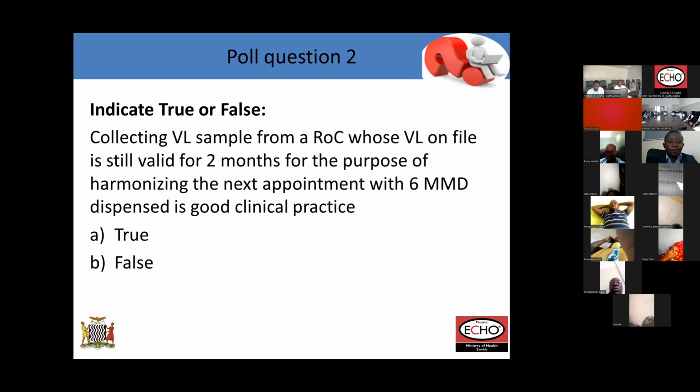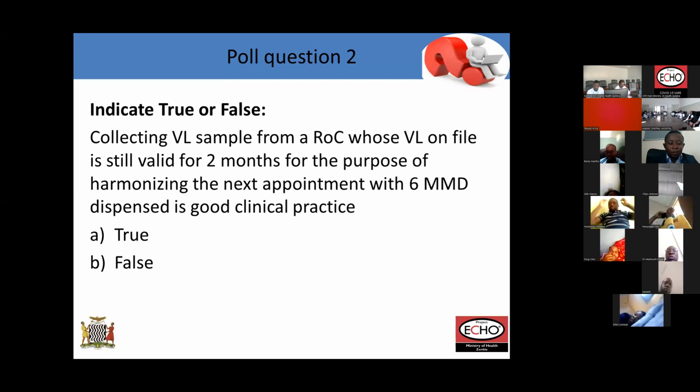So moving on to the second poll question. For this particular one, indicate true or false. Collecting viral load sample from a recipient of care whose viral load on file is still valid for 2 months for the purpose of harmonizing or synchronizing the next appointment with 6 MMD dispensed is good clinical practice. Indicate true or false. Thank you so much.